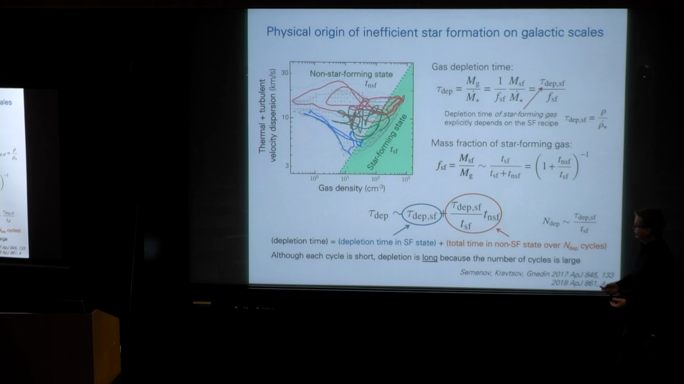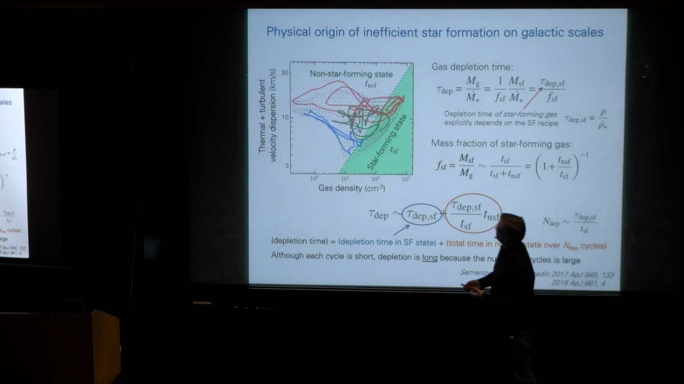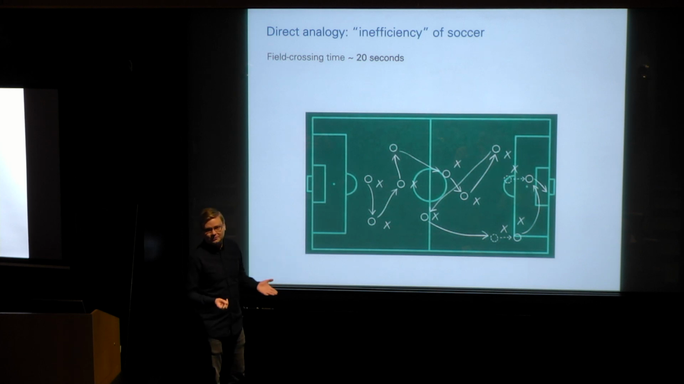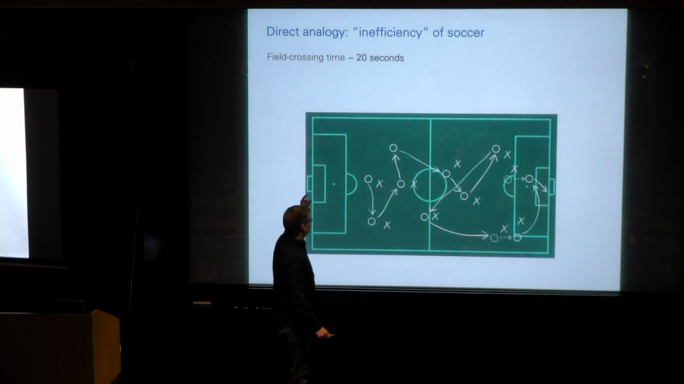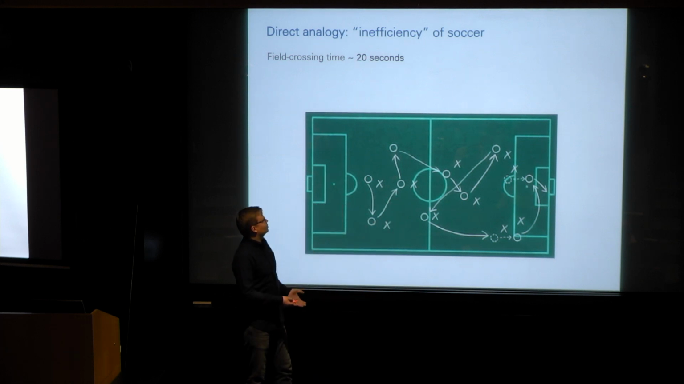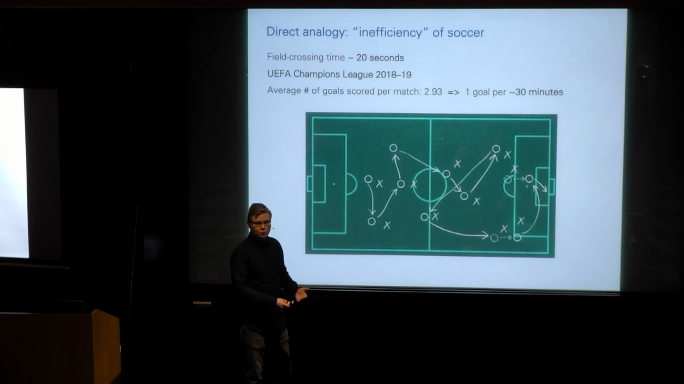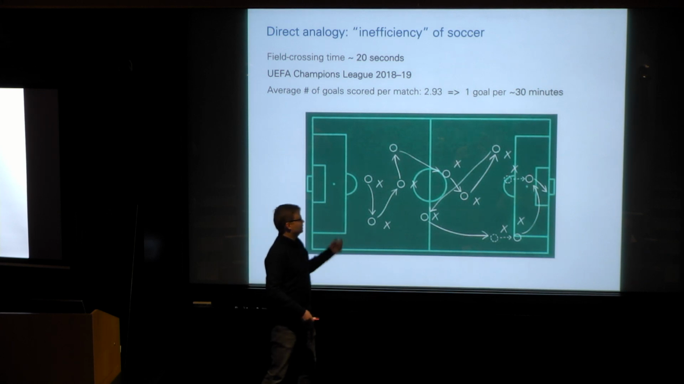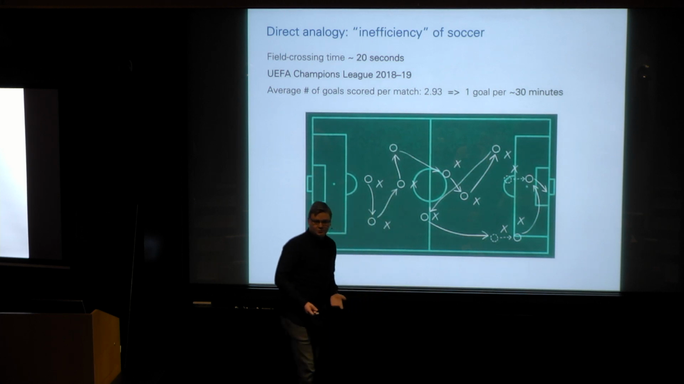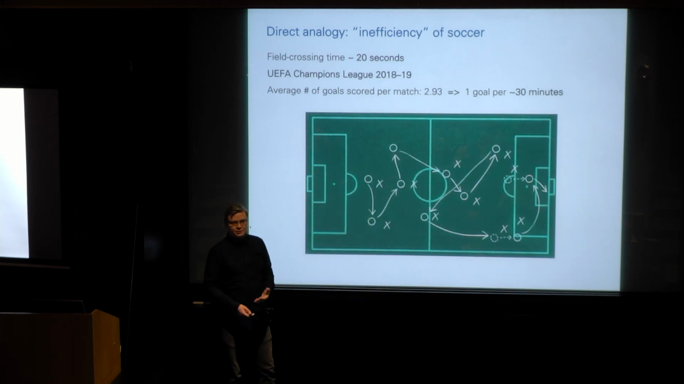So this ratio becomes very large. So the situation here is very similar to what is going on in soccer. Soccer is also inefficient, and the typical time crossing for players is of the order of a dozen seconds. But at the same time, the overall score at the end of the game is very low. So it means that the time scale on which goals are scored is very long compared to this dynamical time scale. So it means that efficiency of scoring is very low. And the origin of this inefficiency is very similar to the inefficiency of star formation.